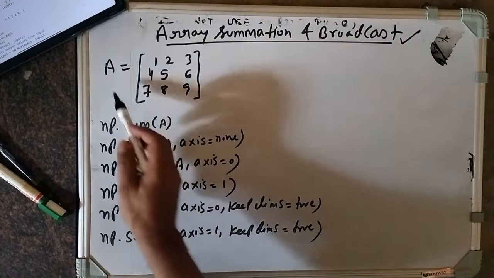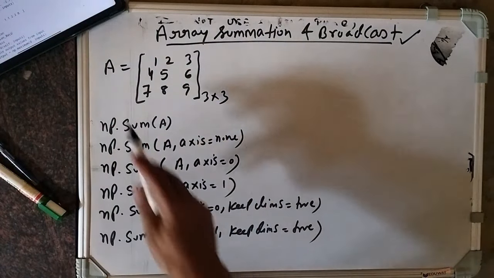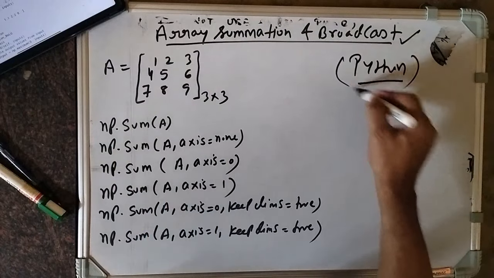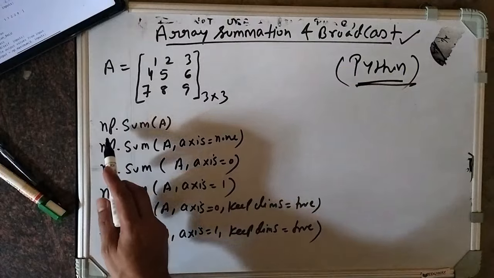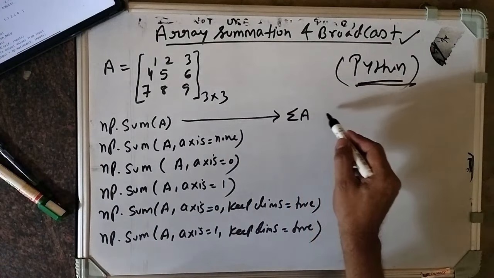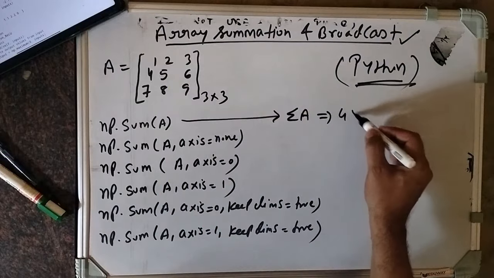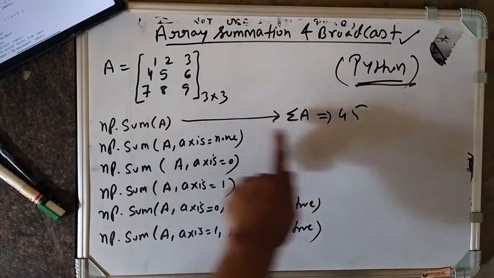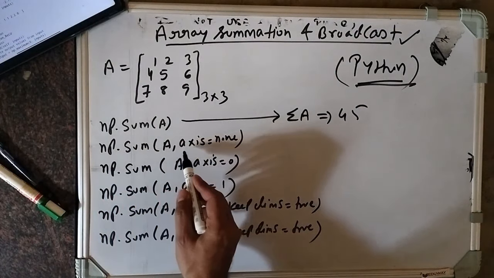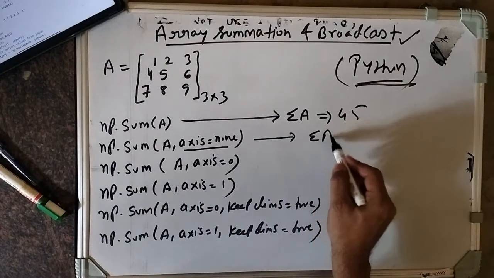Now suppose we have A equal to this 3 by 3 matrix: 1 2 3, 4 5 6, 7 8 9. You can also write the same in Python; we are writing everything according to Python. Now I am writing np.sum of A. What is the meaning of this? It will sum everything, adding all elements, which gives 45. If you run this code, you will get 45. Now suppose you write np.sum(A, axis=None). Nothing will change; the summation of A is again 45.